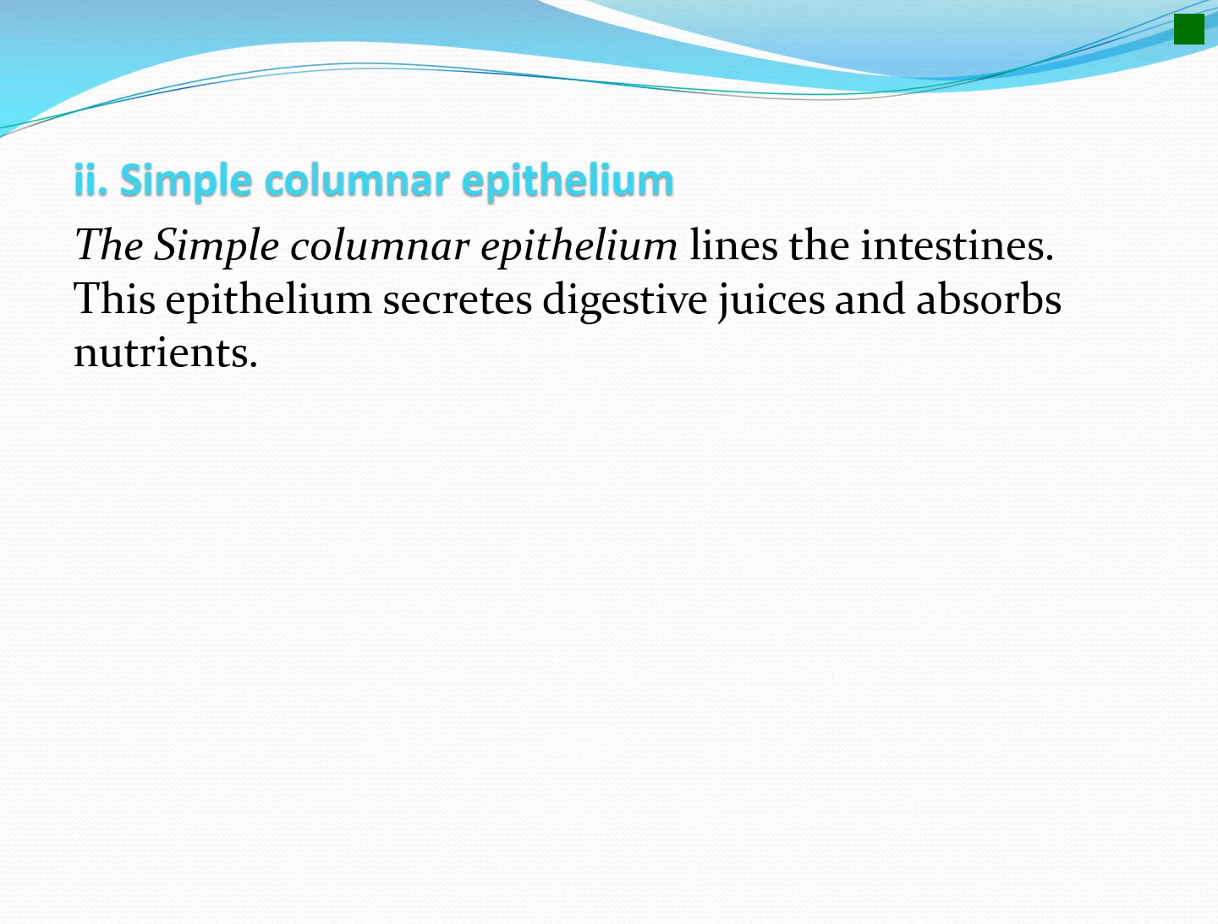Simple columnar epithelium. The simple columnar epithelium lines the intestines. This epithelium secretes digestive juices and absorbs nutrients. The main location of this kind of epithelium is the small intestine, and you remember that this is the site where the most important part of digestion of food and absorption of nutrients takes place.